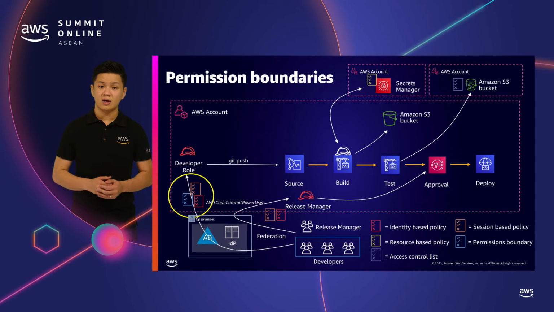Another guardrail you can use to limit permission scope is permission boundary, right? This is commonly used alongside a managed policy so that you can scope down permissions further than what was provided out of the box.